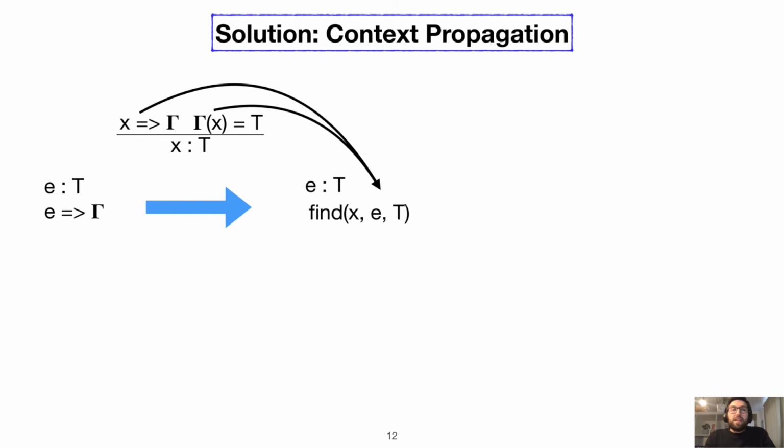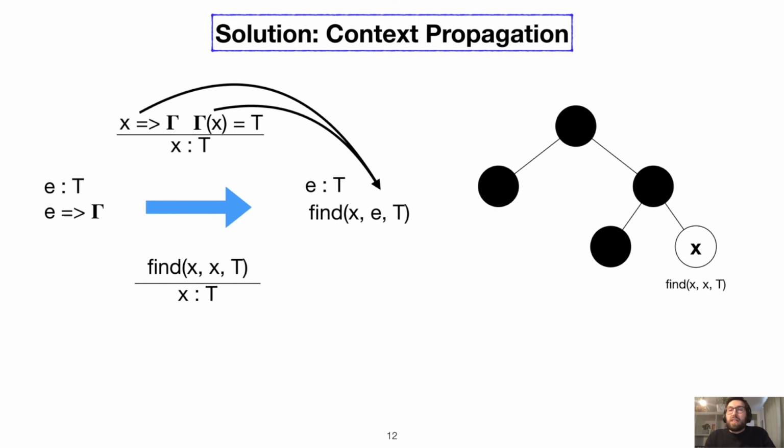With this find relation, we can systematically rewrite the variable reference rule to use the find relation. Intuitively, the find relation walks up the AST to find the expression which bound the name to determine its type. In the paper, we present a systematic approach to deriving this find relation, and it's based on the structure of how the context is built.